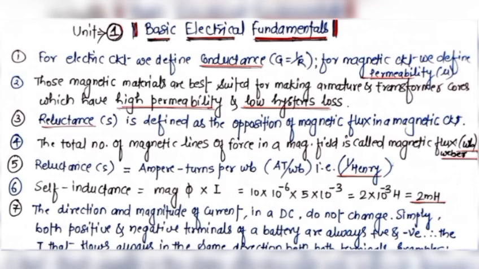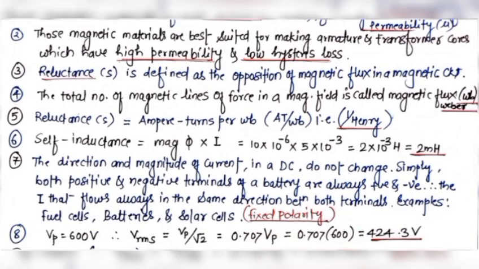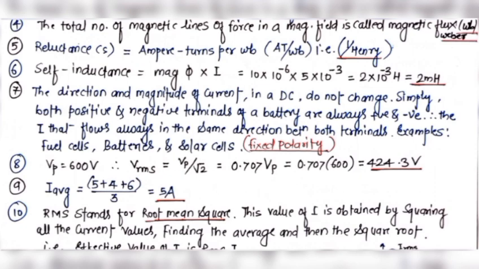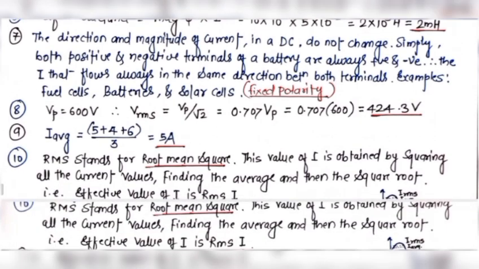The direction of DC and magnitude of current in DC do not change. Simply, the positive and negative terminals of a battery are always positive and negative. Therefore, the current always flows in the same direction between both terminals. For example, fuel cells, batteries, and solar cells. This is due to fixed polarity.